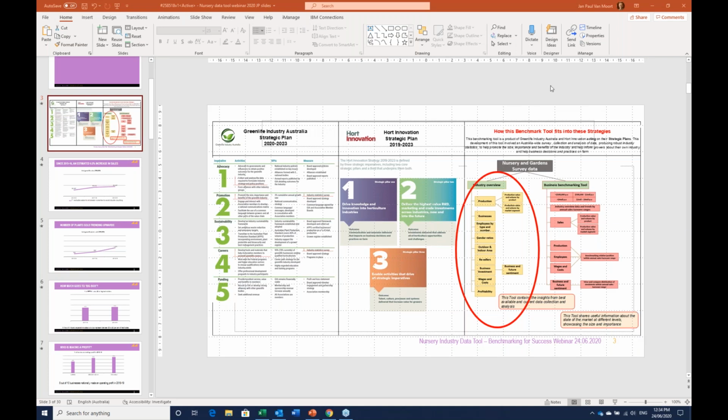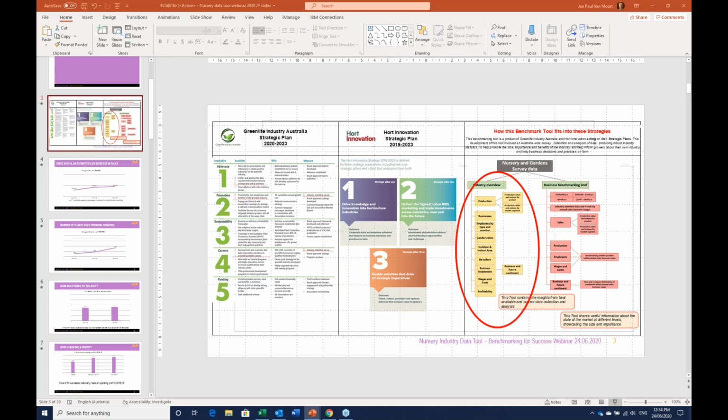So very quickly, I'm not sure whether people can see my screen or not, so if you can't see the screen, please drop it on the chat line and we'll make some changes. But hopefully you can, because we're just in different locations. The tool has two dimensions to it. One is the benchmarking component that Rebecca said, but the other one is really thinking about what it means from a policy dimension. So what you see on the screen here is that we're using the same data and applying it to things like the Hort Innovation Strategic Plan and the Greenlife Industry Australia Strategic Plan. So how can we use it for advocacy, promotion, sustainability, careers and funding?